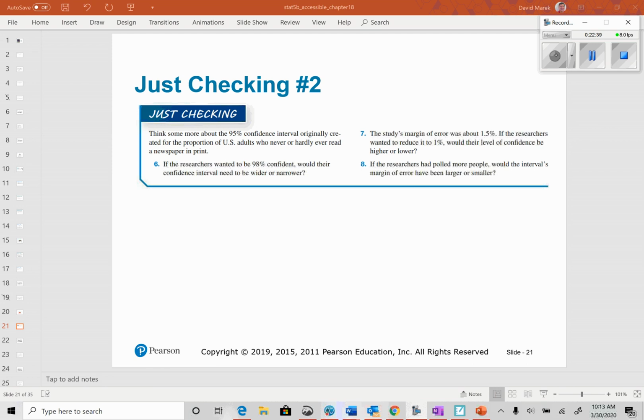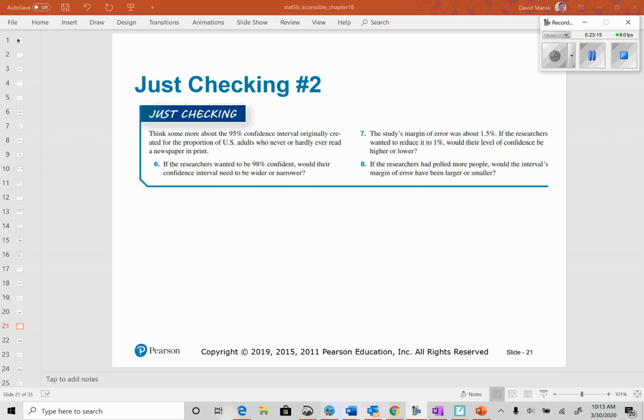Number 6 in the Just Checking: if the researchers wanted to be 98% confident, would the confidence interval need to be wider or narrower? If you answered wider, well done. Again, to increase your confidence level, you've got to include more numbers. The range of values there has to spread out, it has to be wider.